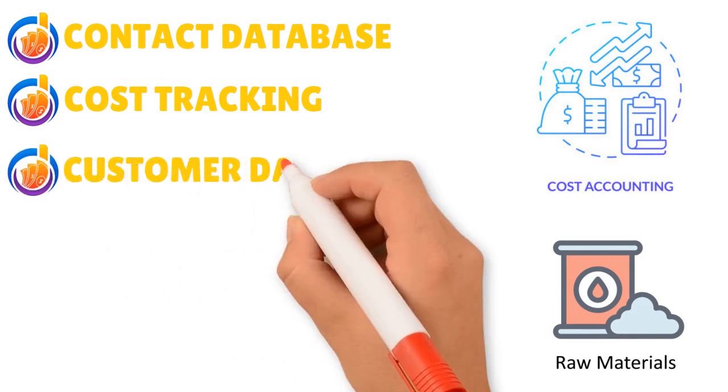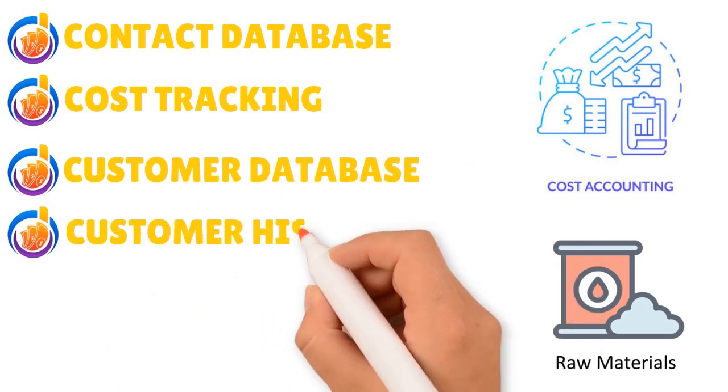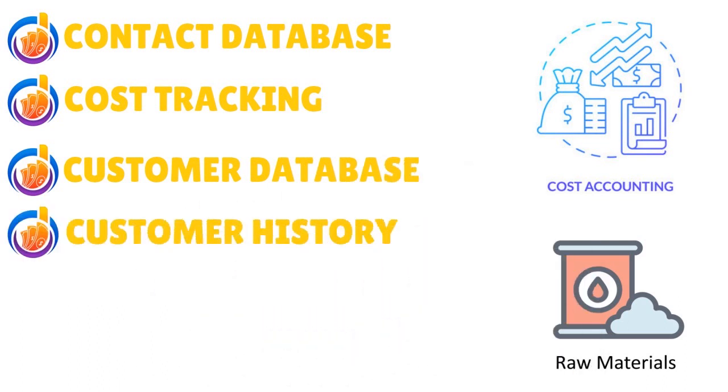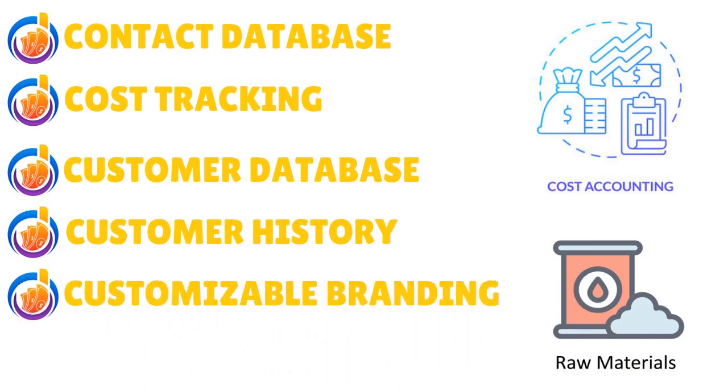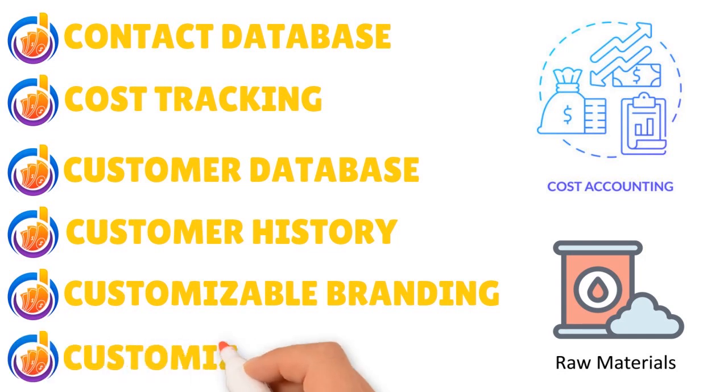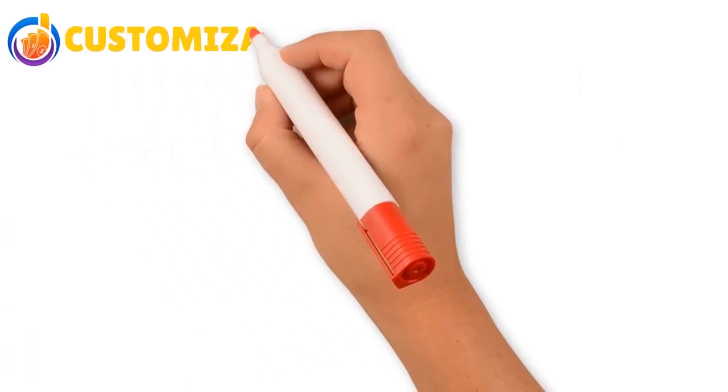You have a customer database, you have customer history, so that's an important element to think about. You also have customizable branding. This will help you have a clear idea about your inventory. You have customizable fields. You have customizable reports. So everything customizable, from customizable branding to customizable templates, really allows you to have a clear idea about your operation.